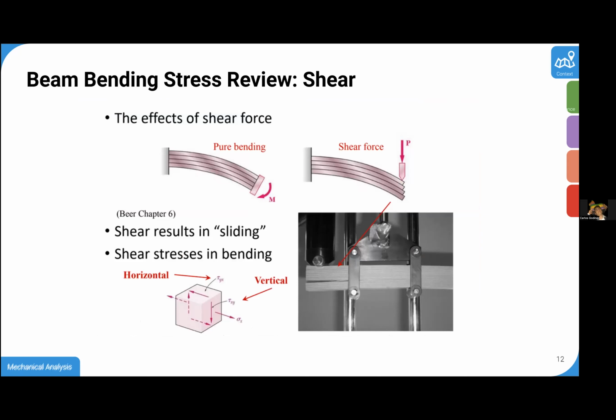If we go back to the slides we looked at before, when you have something in pure bending, if you had a beam made of several strips, not glued together, all of those are going to stay together. However, if you shear downwards on it, you're going to get sliding along those individual layer lines. Another way to think about it is that shear stress changes the shape of your element, whereas normal stress changes your volume. You can think of this as causing my thing to slide.